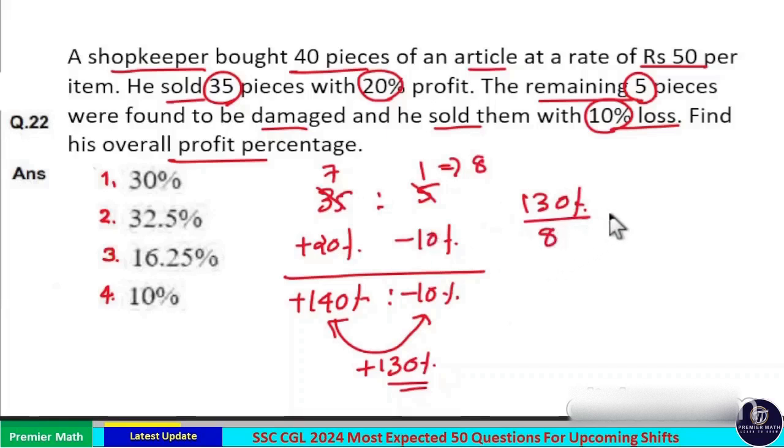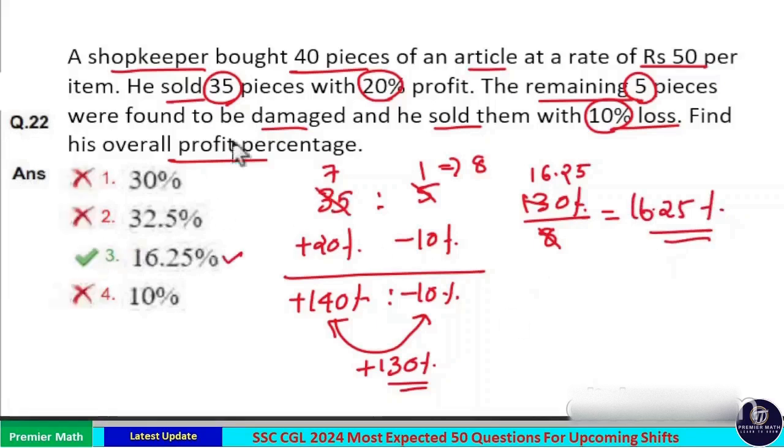So 130% by 8: 8 goes 1 time in 13, remaining 5. 8 goes 6 times in 48, remaining 2. 8 goes 2 times in 16, remaining 4. 8 goes 5 times in 40. So 16.25%. Option 3 is your answer.